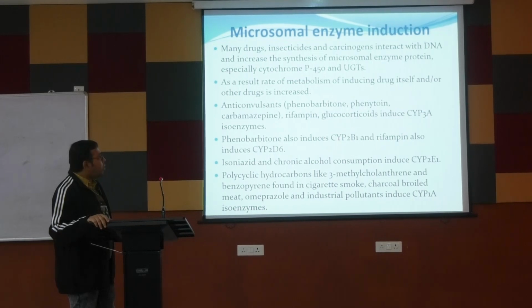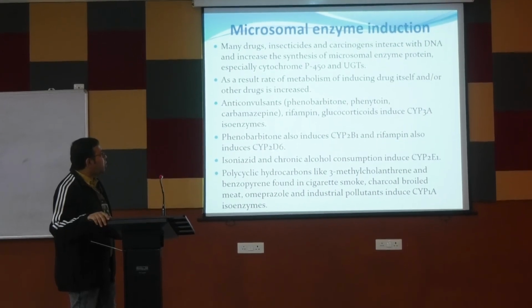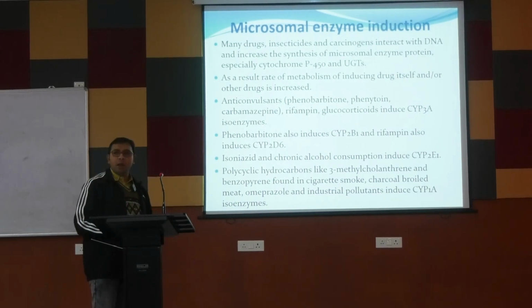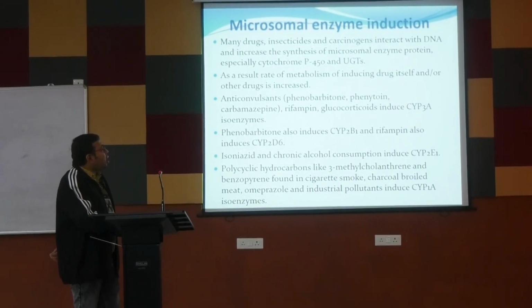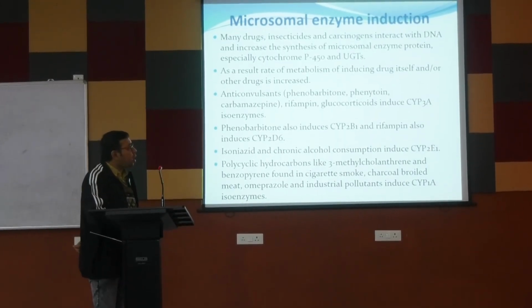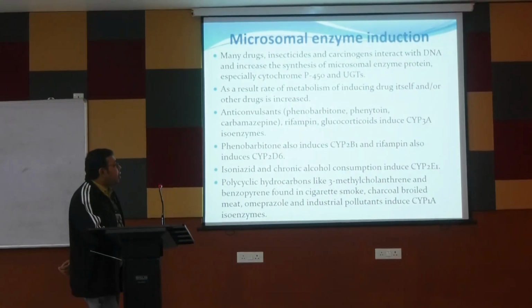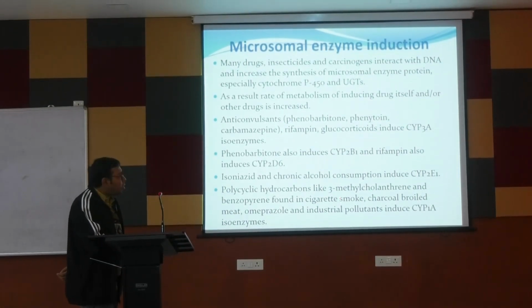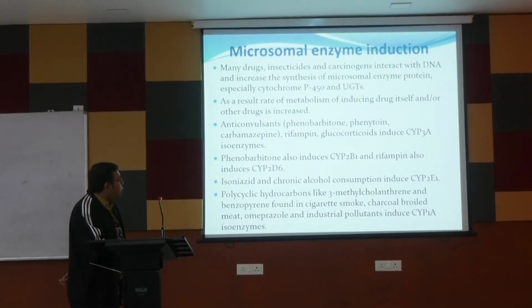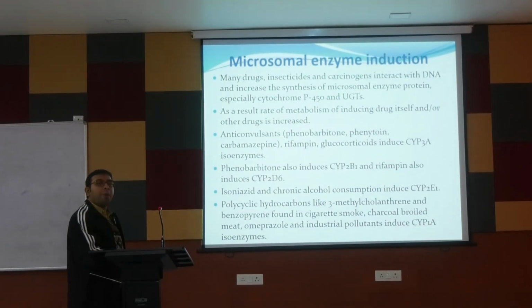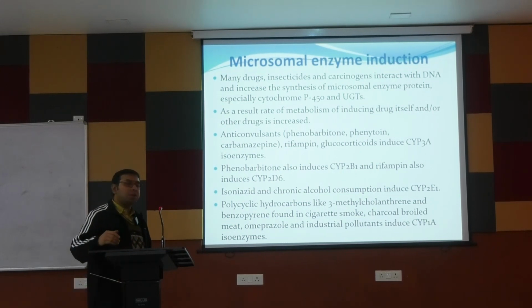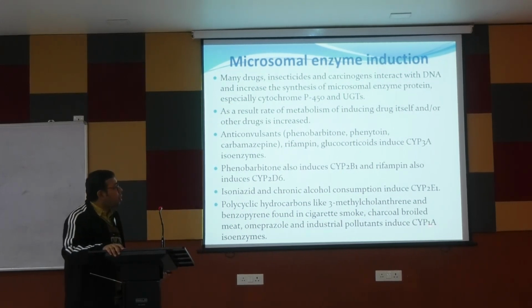Phenobarbital also induces the cytochrome P2B1 and rifampicin also induces 2D6. Rifampicin is a very common enzyme inducing drug, as I have already said, and omeprazole is a very common enzyme inhibitor drug. Isoniazid and chronic alcohol consumption also induce the cytochrome P2E1 and polycyclic hydrocarbons. There are different polycyclic hydrocarbons present in cigarette smoke or charcoal broiled meat. Omeprazole, industrial pollutants, etc. also induce the cytochrome 1A isoenzyme. So omeprazole can inhibit the 2D6, the C family, but it can also induce the cytochrome P1A family. So this is another example.